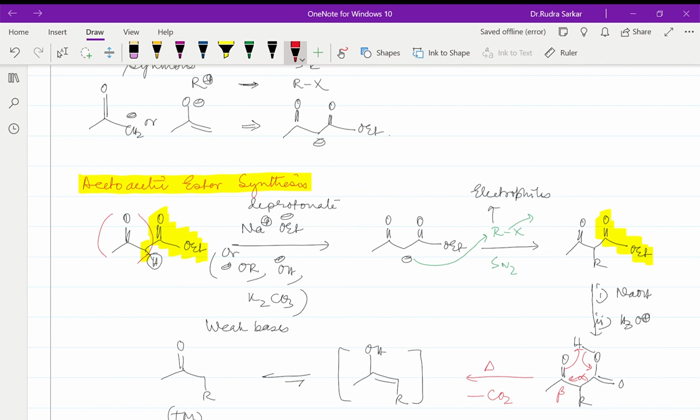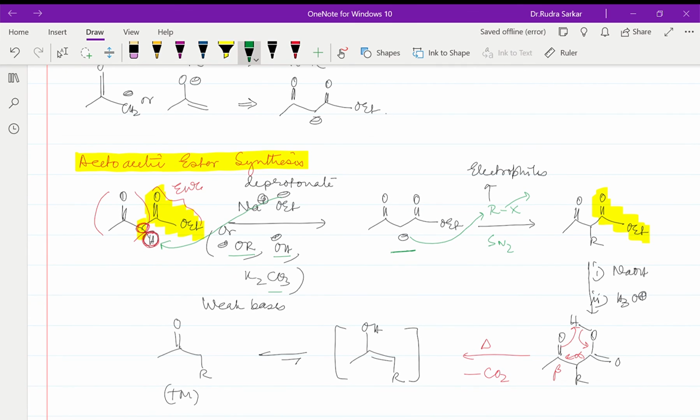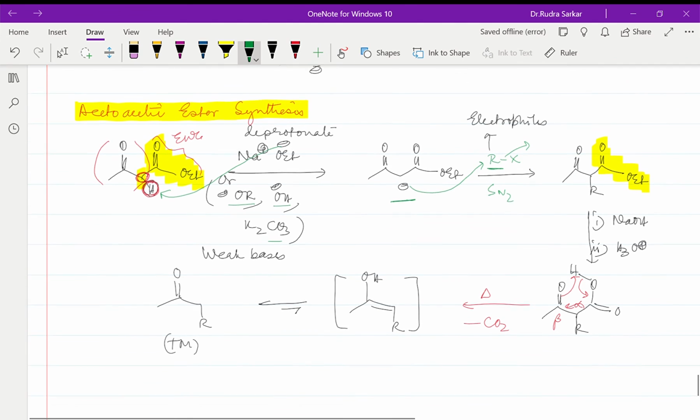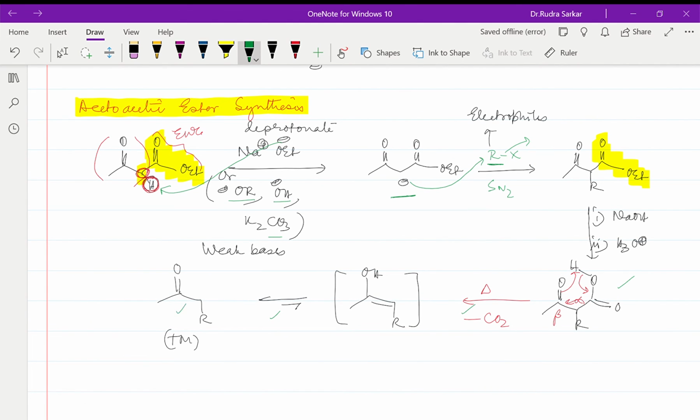Now addition of this electron withdrawing group, which is this one, activates this carbon over here, making this proton highly acidic, which can be taken up by very weak bases like, as we have discussed, OR minus, OH minus and carbonate ion, which will give us the carbanion of the ethyl acetoacetate, and which can undergo reaction with the electrophile, that is RX, and subsequently we can carry out these processes to generate our target molecule.